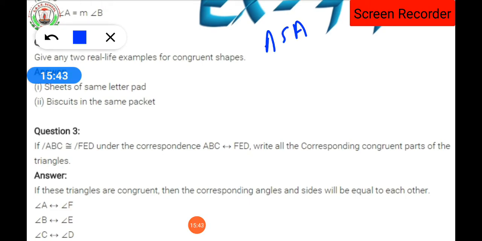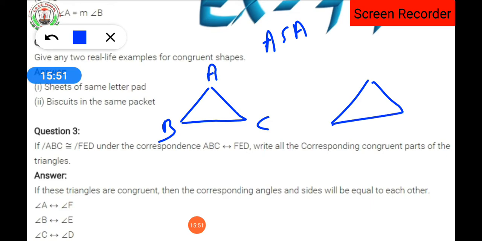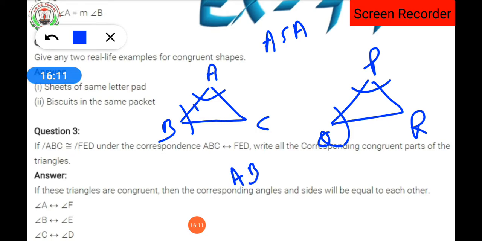Side angle congruence criteria we are going to see. So if we are having a triangle ABC and the triangle PQR, these are the two triangles. Suppose angle A will be equal to angle P, and angle B will be equal to angle Q. Then the side acting between these two angles, this side AB, is common to both angles.